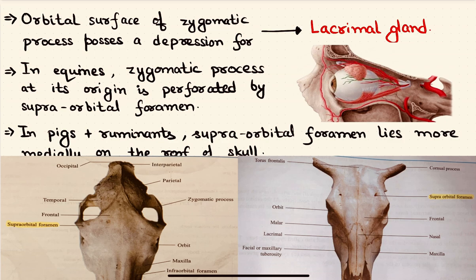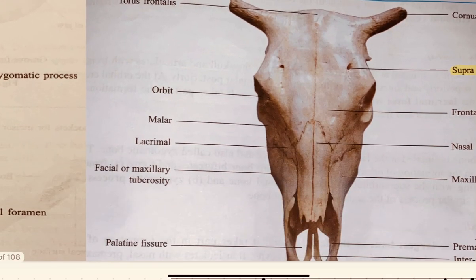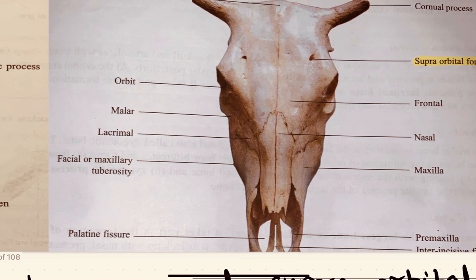Now, there are two things which we have to remember about this supraorbital foramen. Firstly, in case of ruminants, this is the supraorbital foramen, the foramen present on the superior side of the frontal bone. Now this supraorbital foramen is present medially on the dorsal aspect of the frontal bone. This is the medial region. This is the supraorbital foramen in case of ox.